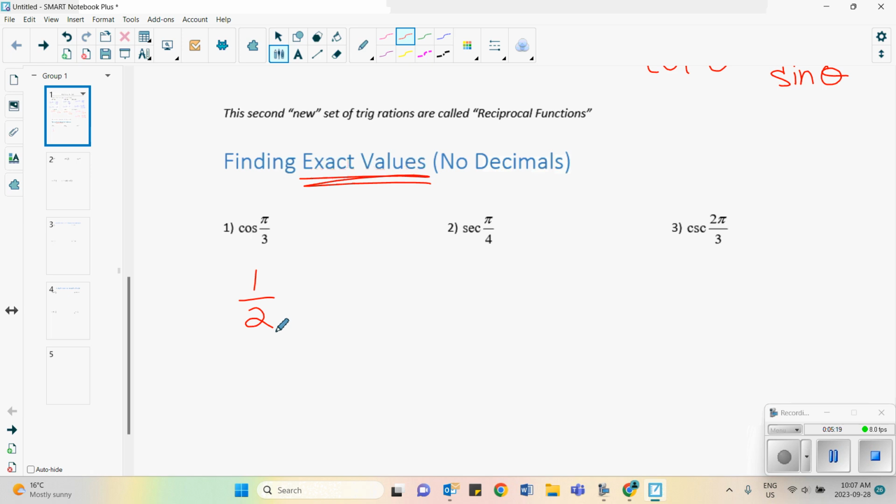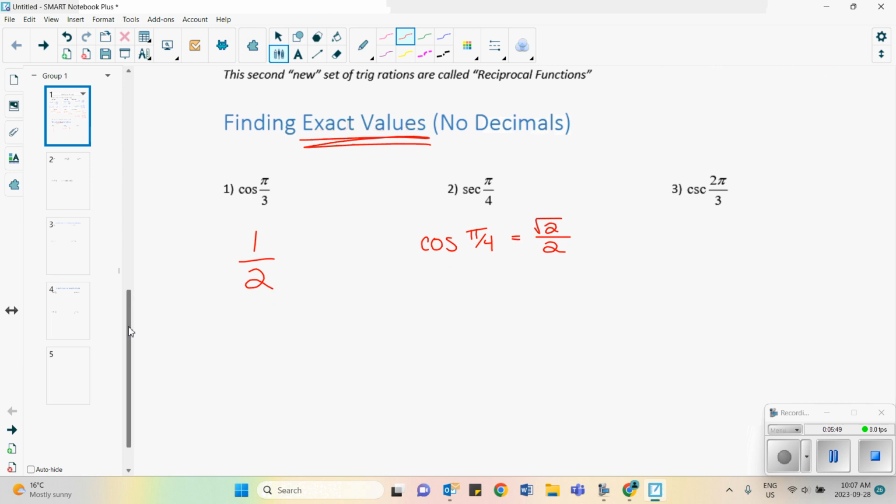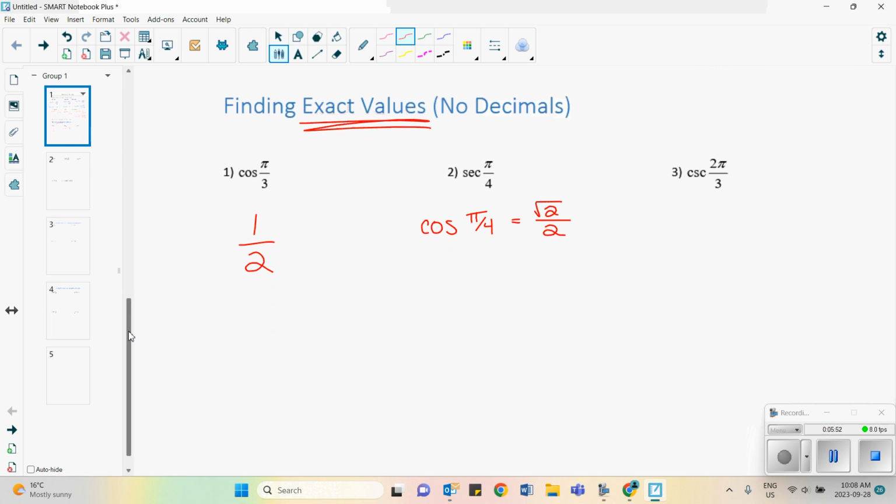Okay, so secant of pi over 4. So what is the reciprocal function of secant? What does it match with? Cosine. So what I like to do is I like to do cosine of pi over 4, because that one is on the unit circle. And I know cosine of pi over 4 is root 2 over 2. So all I have to do for secant of pi over 4 is flip the fraction.